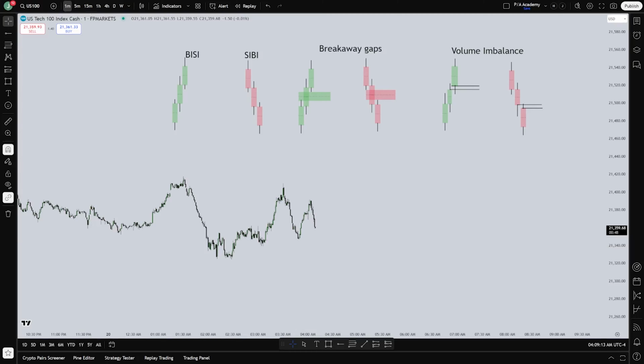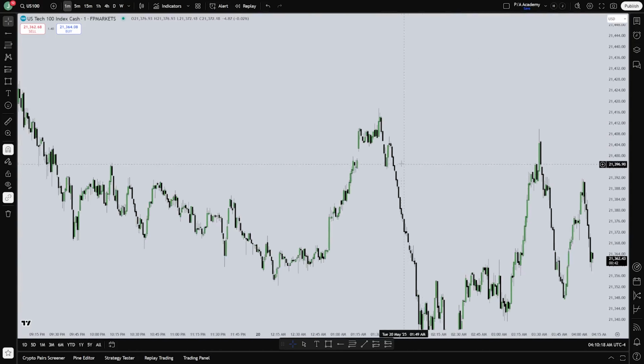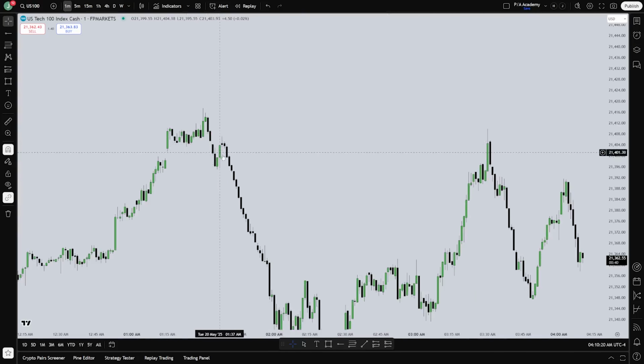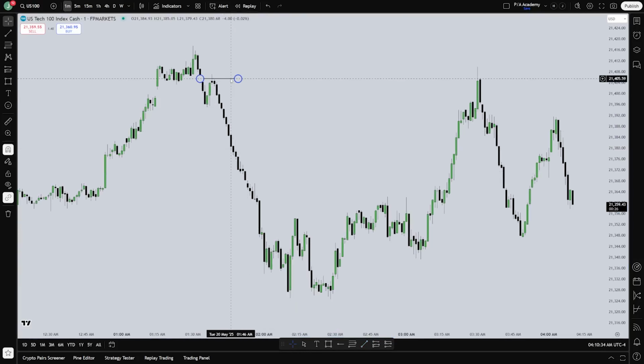Let's definitely, yeah. So volume imbalances right away. What I see right here is a clear example of a bearish volume imbalance. So right there, that's where you would enter, and the price sells off.